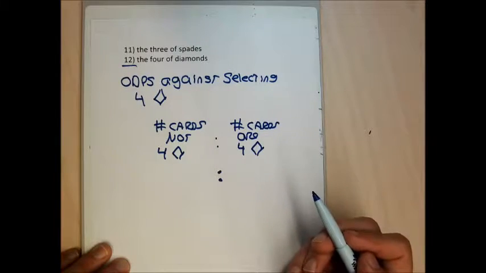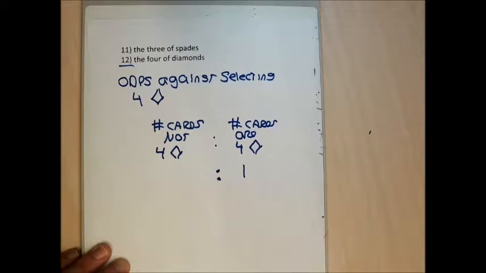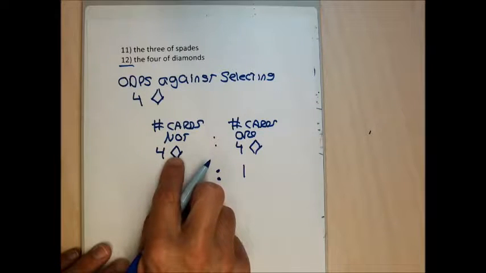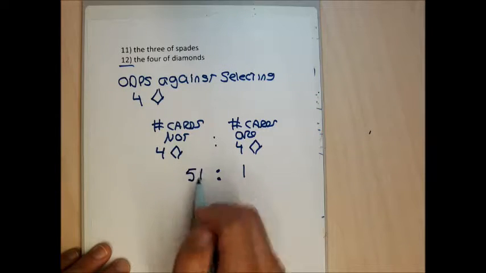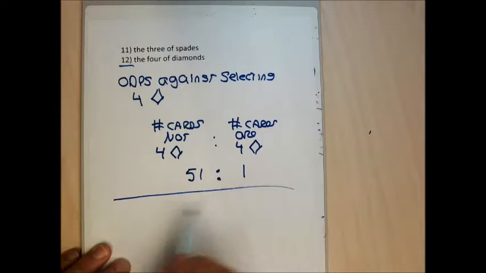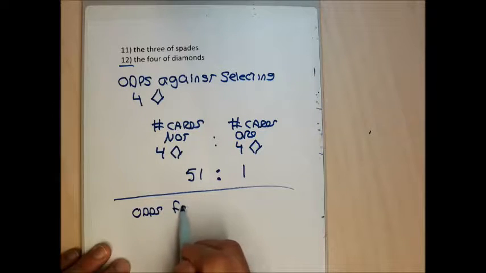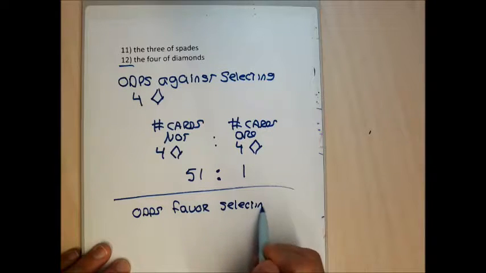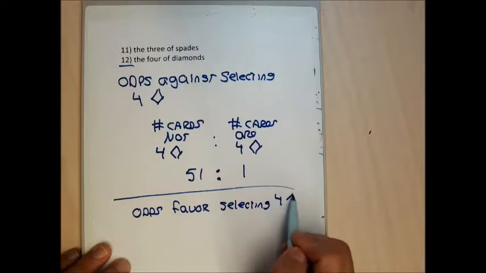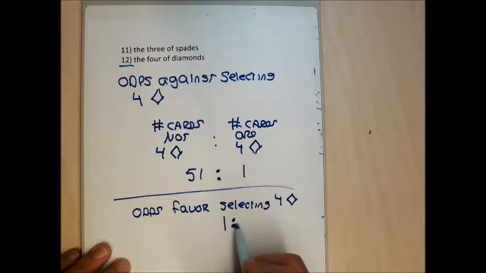I don't even need to look at my sample space. I know there's one card that's a 4 of diamonds. There's one 4 of diamonds in the deck. The other cards that aren't the 4 of diamonds will go over here. There's 52 cards in the deck. One of them's a 4 of diamonds, so the other 51 are not 4 of diamonds. And of course, if I know the odds against, I can tell you the odds in favor without doing any extra work. The odds in favor of selecting the 4 of diamonds is going to be 1:51.